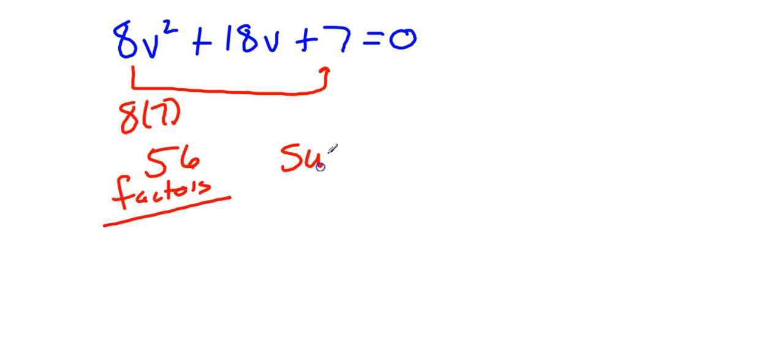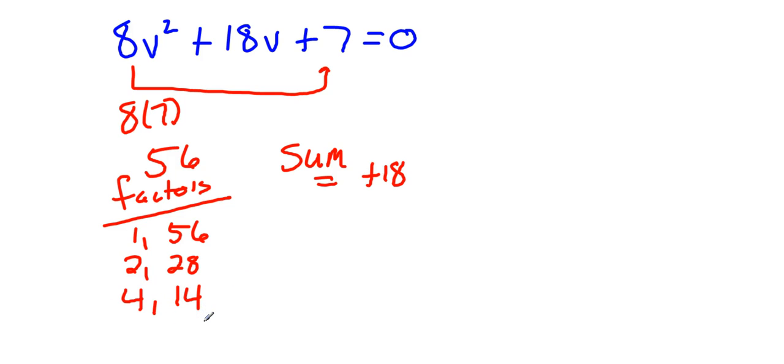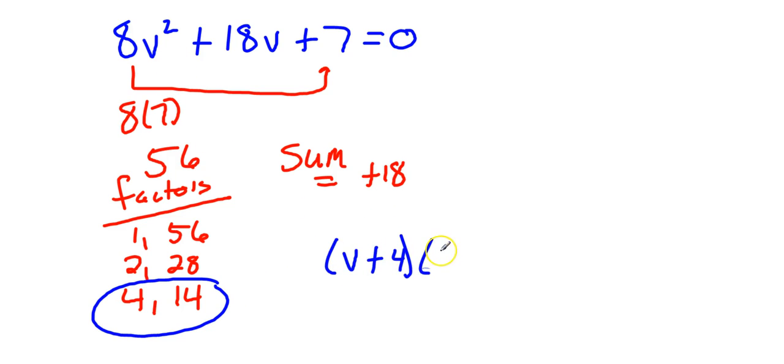So we're looking for the factors of 56 where the sum would equal positive 18. Again, the good thing on this one is they're all positive, so we don't have to worry about any negatives. We're looking for the numbers that add up to 18. We've got 1 and 56, could be 2 and 28. 3 doesn't go. 4 and 14, and we don't have to go any farther because if you add 4 and 14, that would be 18. So that's v plus 4 and v plus 14.